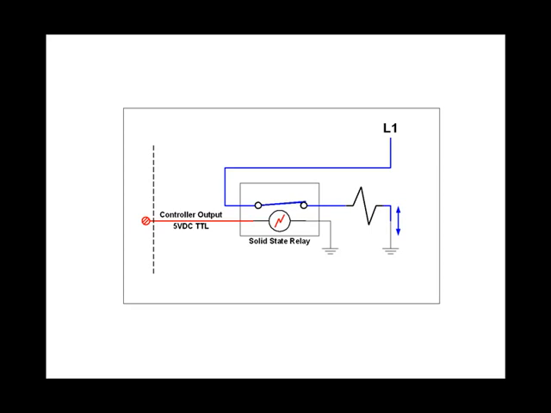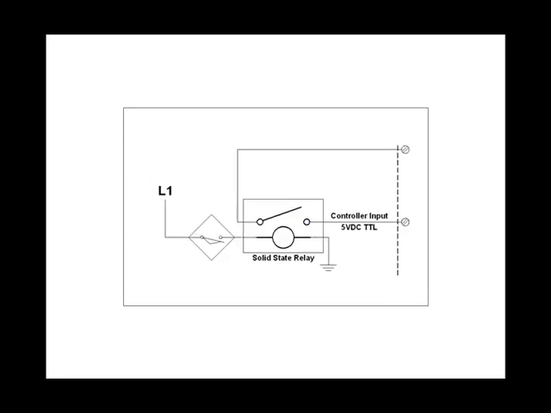The exact same device, the optical isolator, packaged a little bit differently, is used to interface the input devices to the input terminals on the controller. In our previous illustration, we were interfacing the output of the controller to the output devices like a solenoid. In this example, we have a 115 volt AC proximity switch that is powered by L1 and is going to switch the input in the controller that's at a 5 volt TTL level.